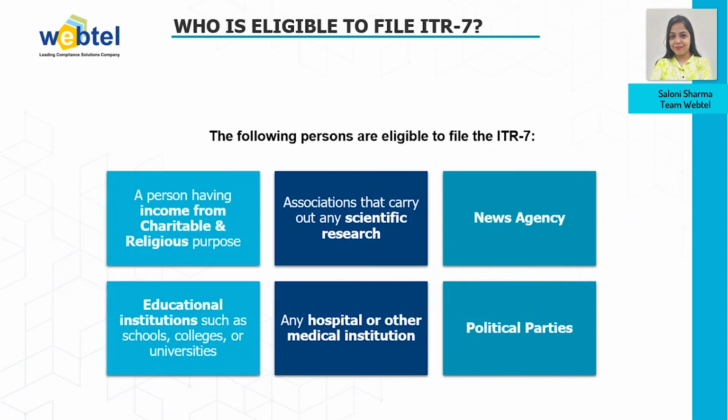Then comes who is eligible to file an ITR-7. These are the persons that can file an ITR-7. Like a person is having an income from charitable or religious purpose. Associations that are carrying any scientific research, news agencies, educational institutions such as school, colleges or universities, and any hospital or other medical institutions as well as the political parties are covered under ITR-7 criteria.